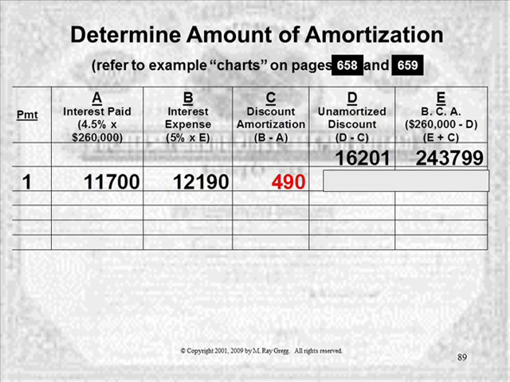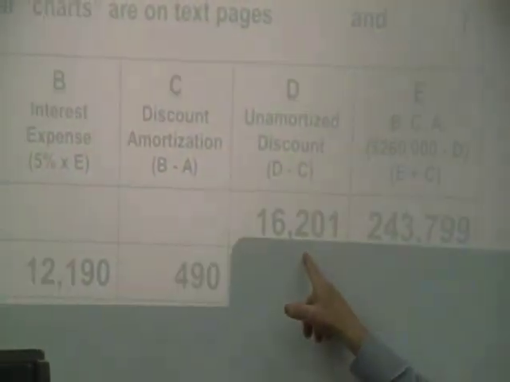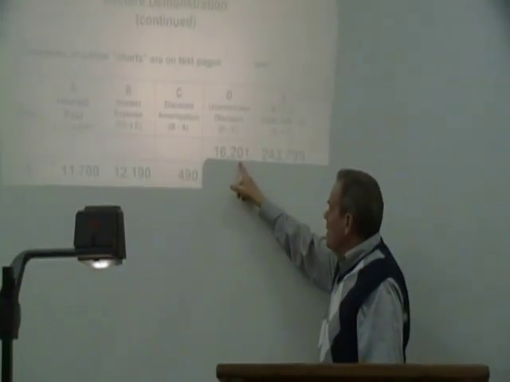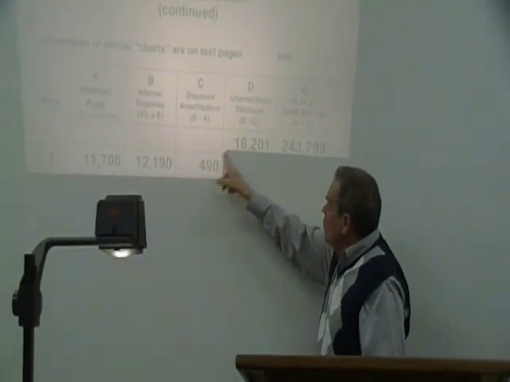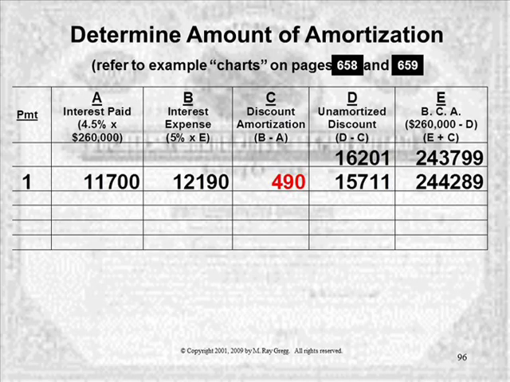I wanted you to see this entry that we started just moments ago. You told me the debit and the credit is for $490. Are you with me? Now, what did amortizing $490 of discount do to this column? That 16,201 is now greater by 490 or less by 490? Increased or decreased? Decreased.